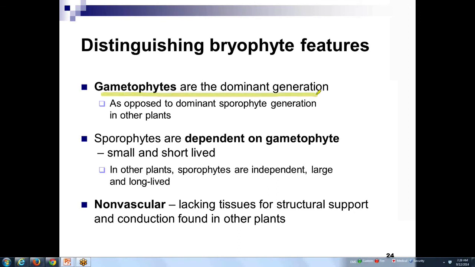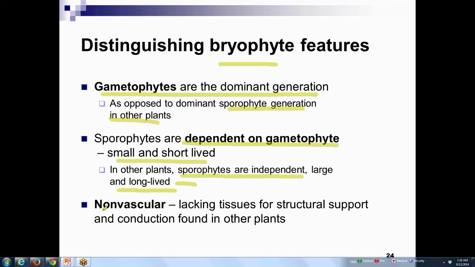Gametophytes are very dominant in the bryophytes. Again, sporophyte generation becomes dominant in other plants. Sporophytes are very dependent on gametophytes, very small and short-lived, as you guys saw. And then that changes in the more complex plants. Sporophytes are more independent, large, and long-lived. Very long-lived, like hundreds or thousands of years, right? So trees that get that old, and the tree is pretty much your sporophyte.